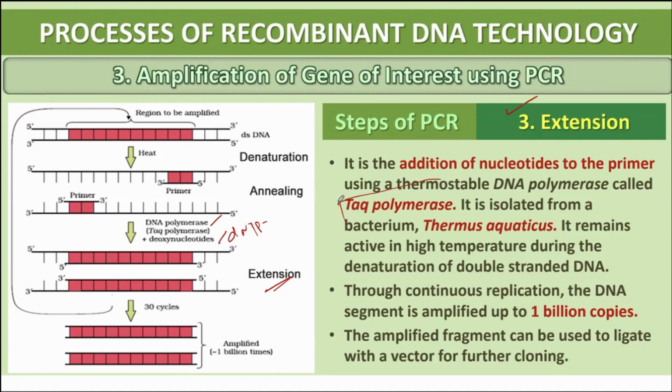Again, this is one of the important questions here. Let me highlight it for you. In the addition of the nucleotide to the primer, we have added template, we have added primer. Then we'll add a DNA polymerase, which is responsible for the synthesis of the new strand. That is Taq polymerase, and this Taq polymerase is isolated from Thermus aquaticus, a bacteria.